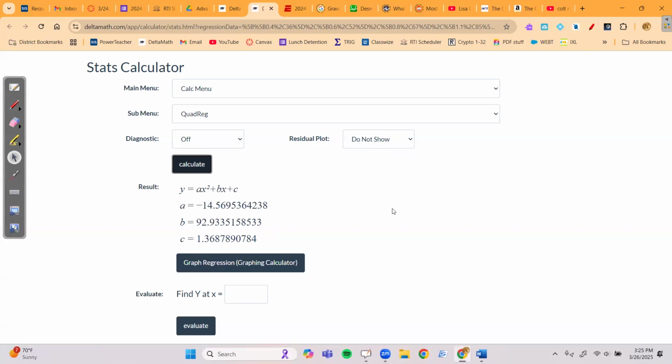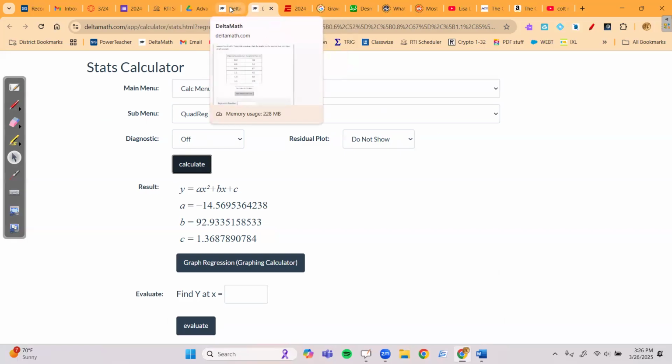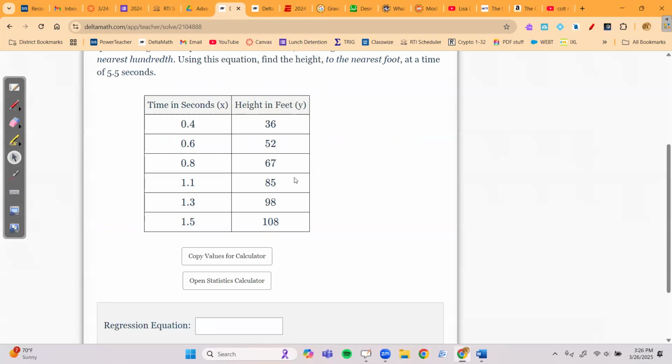you're going to start with y equals negative 14.56953642338 x squared. And then you're going to put plus 92.933515853 x. This is the part where it is incumbent upon you to go and read the problem. Delta Math opens a separate tab for the calculator, so you don't need to hit a back button. You're going to go to the other Delta Math tab, and it's going to take you back to the problem.